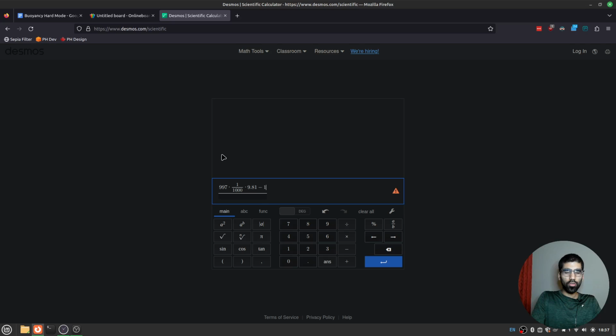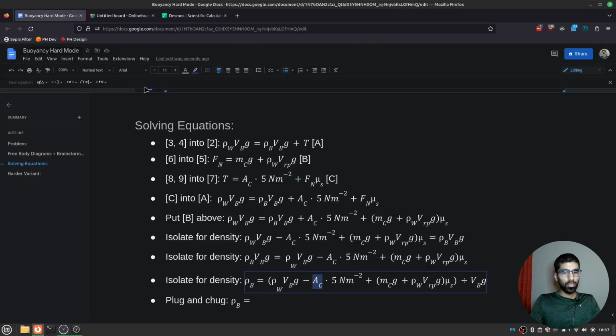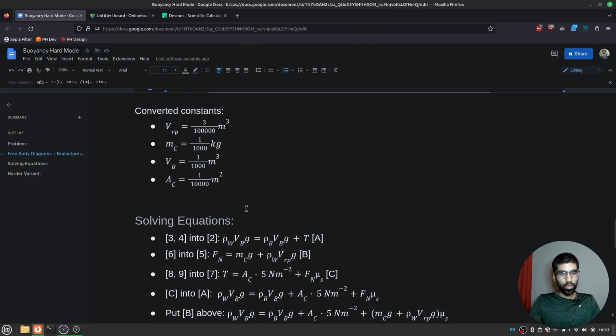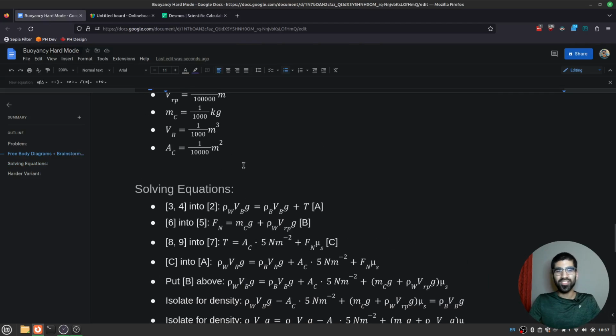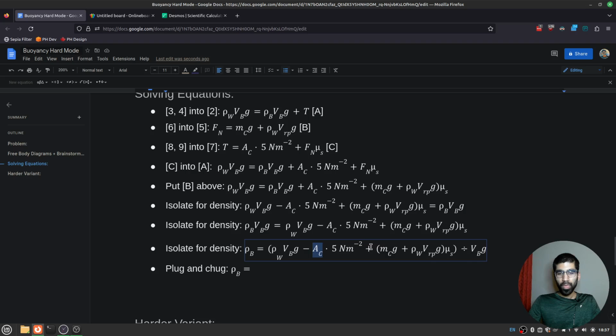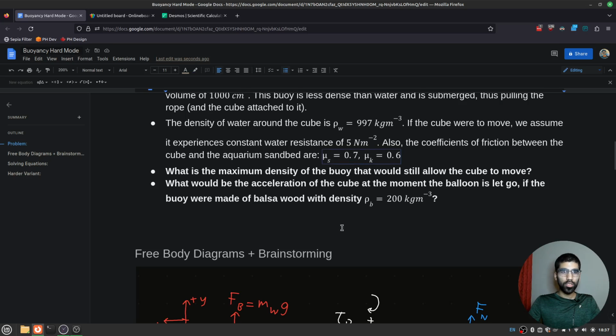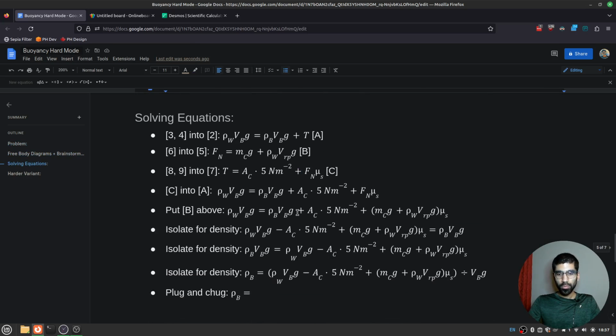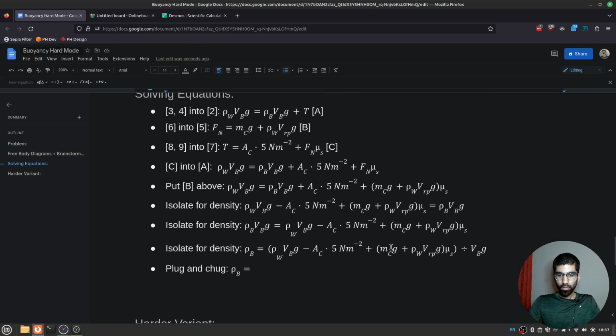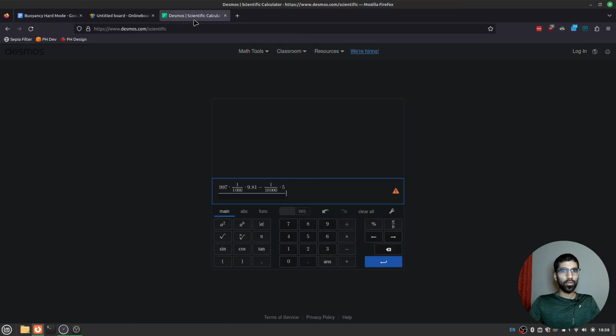The area of the cube, I believe it was 1/10,000, though I'll go back and check. 1/10,000 of a cubic meter times 5. Let's just check area of the cube. Yep, 1/10,000 of a square meter, it's an area. Then we have this stuff over here. So the coefficient of static friction, it was given as 0.7 in the question, and it's being multiplied by mass of the cube times gravitational constant.